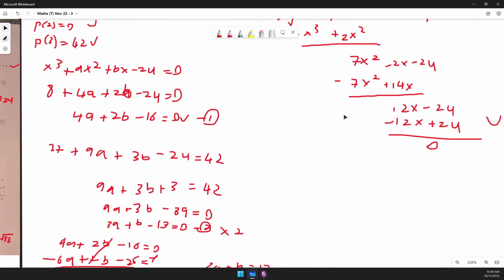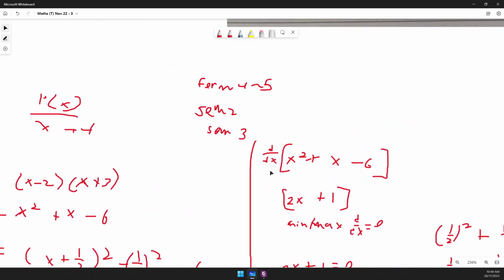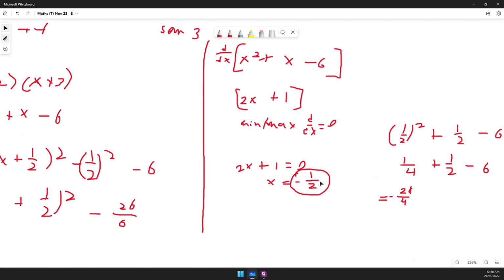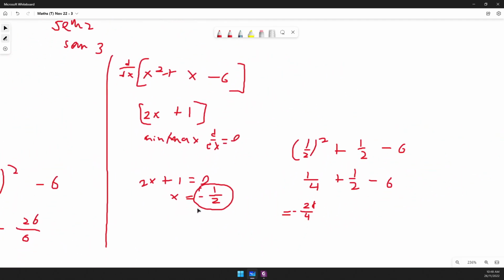Yeah, just now. Wait, let me try again. Okay, so with this is the negative. Negative 21 over 4. Let me try again. It should be x squared plus x minus 6. So you'll get 2x plus 1 equal to 0. Also, you get negative 1 over 2. That should be your minimum x value.